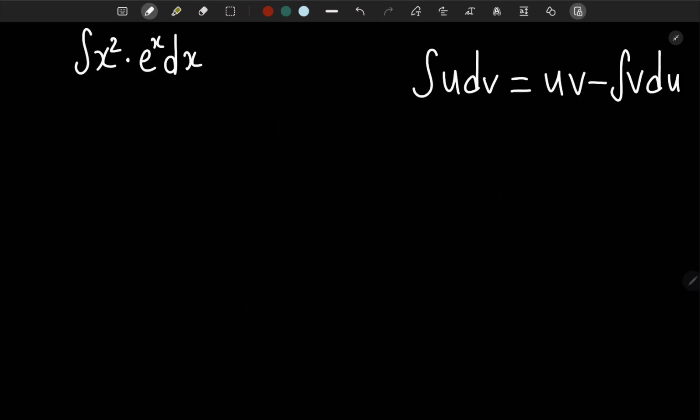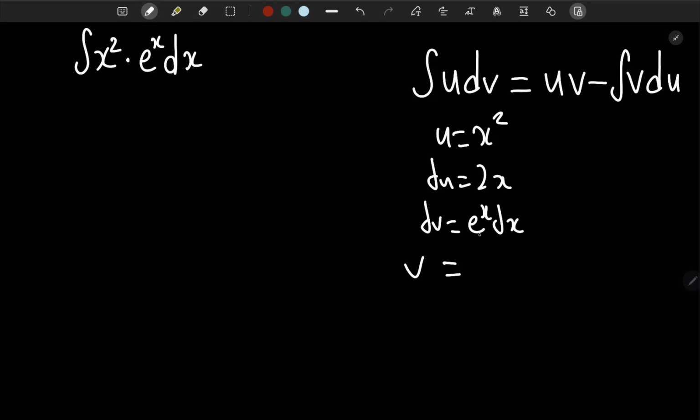So in our next question, we have integration of x squared multiplied by e to the power of x dx. So again, the first step is to identify what you're going to take u as. So we'll take u as x squared, du will be 2x, and dv here is e to the power of x dx, and we integrate it. So now v will be the integration of e to the power of x dx, which is the same thing, e to the power of x here.